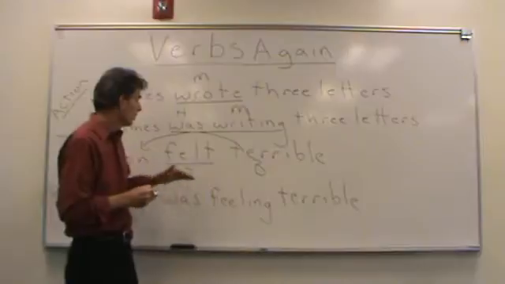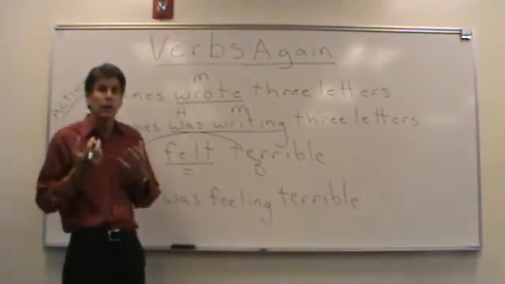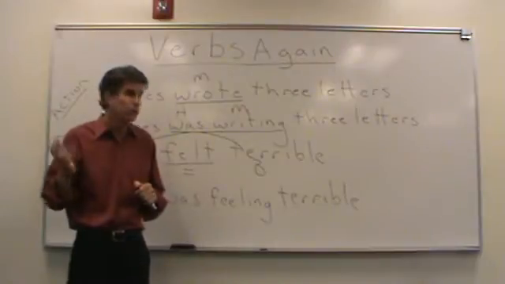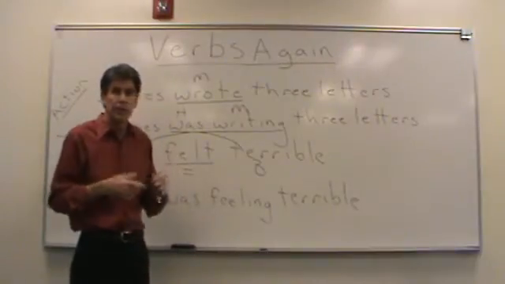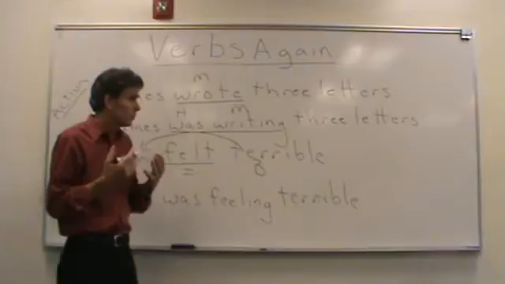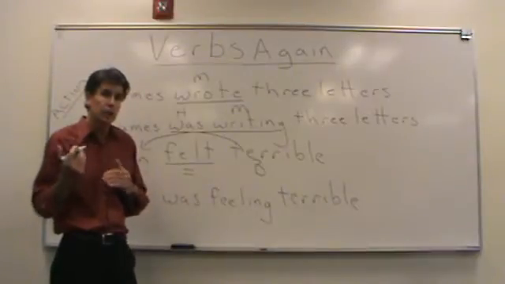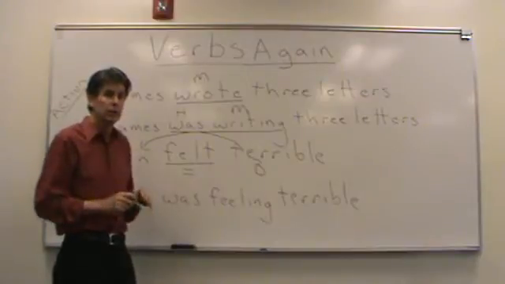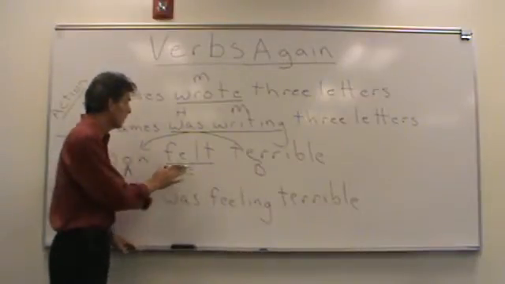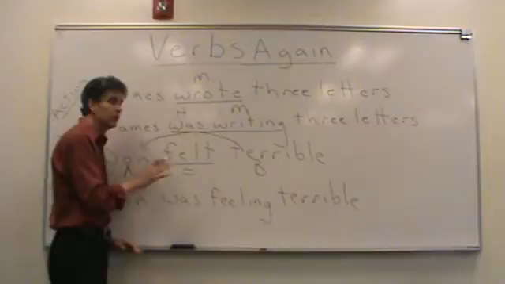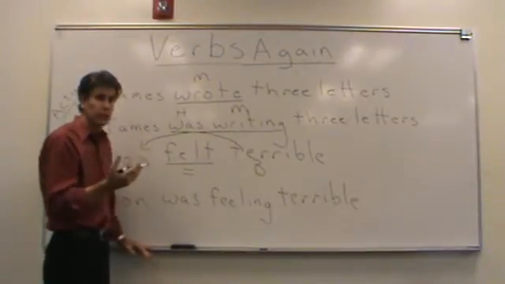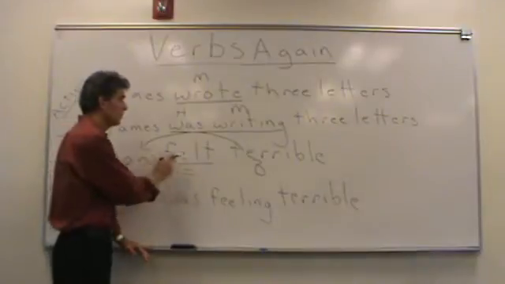And felt is on the linking list. Keep in mind that the list is somewhat limited. As I mentioned before, it's about 10 to 16 words that can only be linking verbs. Some of these, which I'll go into later on, can be either action or linking. This one could be an action verb. In this case, it's a linking verb. But you have to be on that list to be a linking verb. And when it's functioning as a linking verb, you don't have an action. You have a link between them.